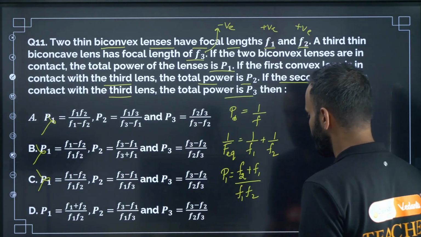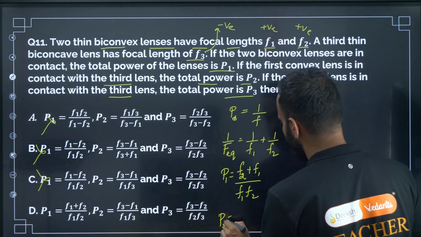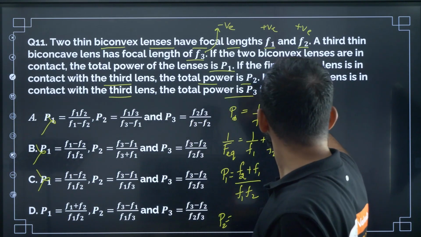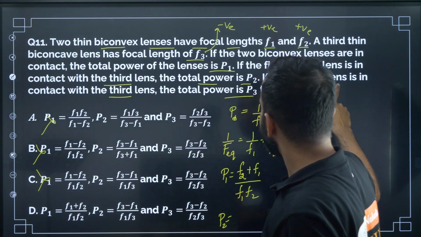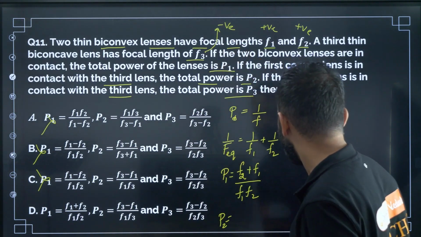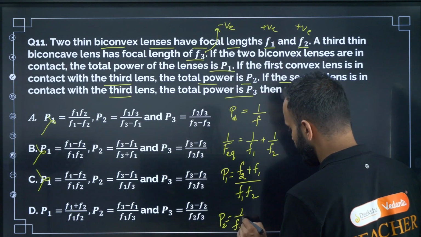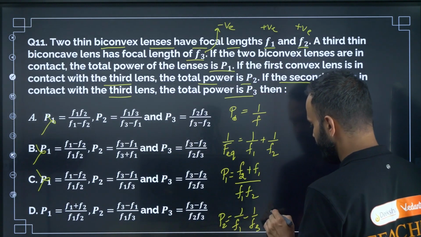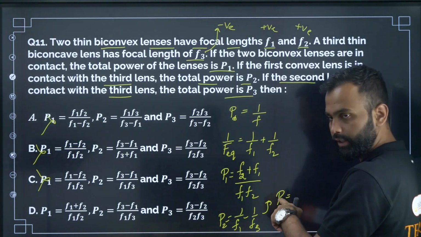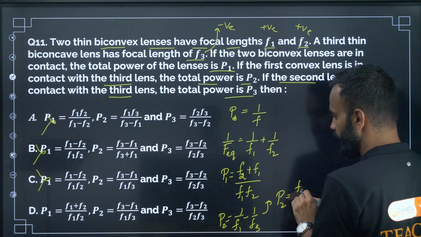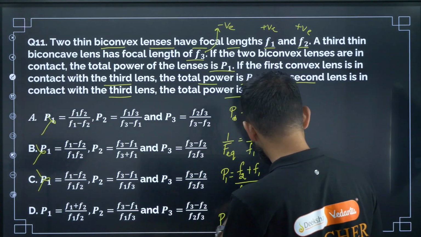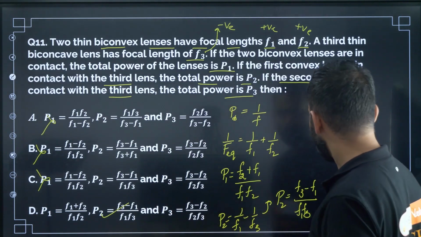Let's solve the other two also. Now P2, apply the same formula. Here P2 is the power of the first lens and the third lens. The focal length of the third lens is negative, so this will be 1 by F1 minus 1 by F3. So the power of the second combination, P2, is equal to F3 minus F1 by F1 into F3. Correct.